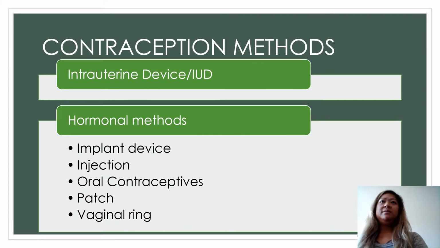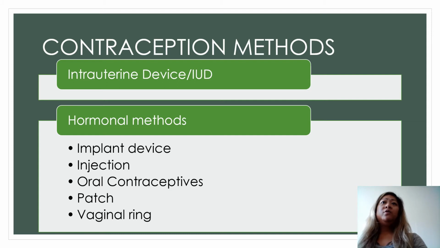Contraception methods. The intrauterine device, or IUD, is a T-shaped device that is inserted into the uterus. There's a hormonal and a non-hormonal copper device. The hormonal device can last from 3 up to 6 years, and the non-hormonal device can last up to 10 years. This form of birth control is low maintenance.